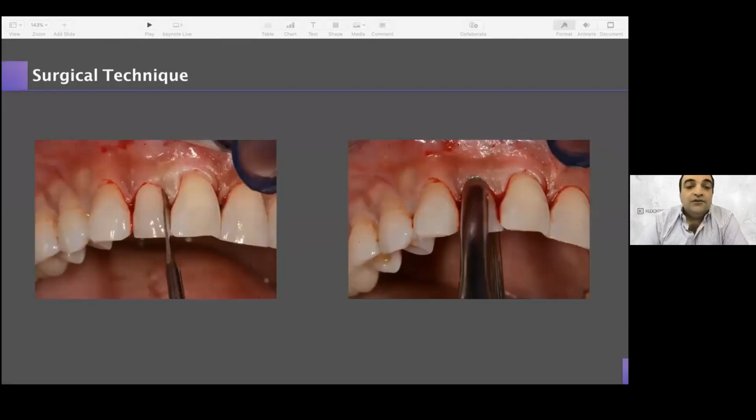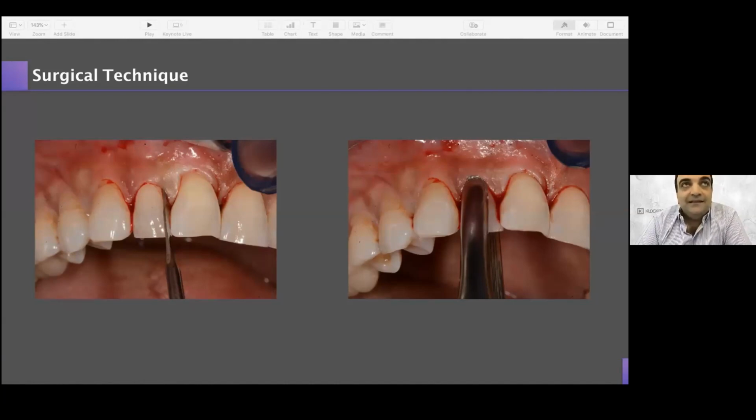So we have always to start with an atraumatic extraction, but we always have trauma when we are doing extraction. So we have to do a minimally invasive extraction. There are a lot of instruments that can be used to do that. Here we are using the periotome. We are inserting our periotome in the periodontal ligament.